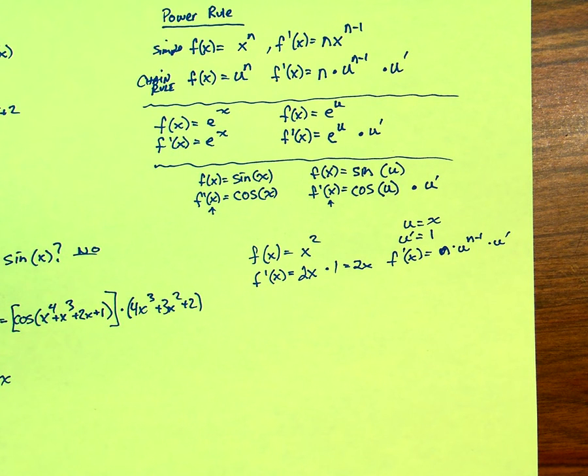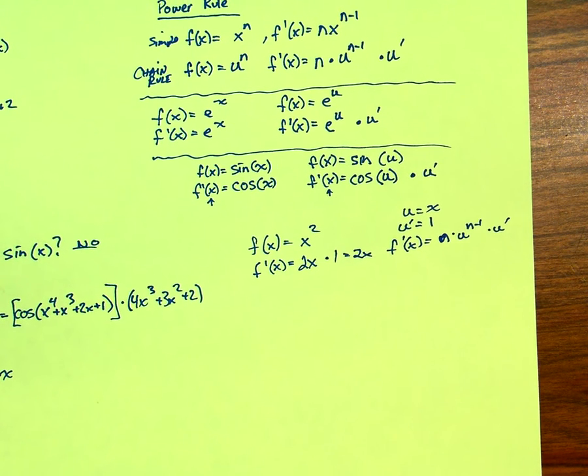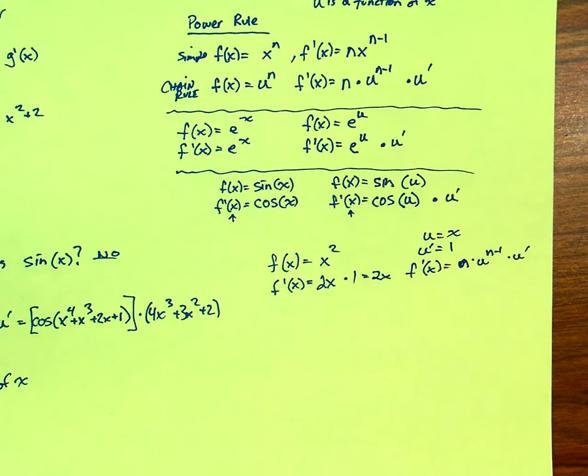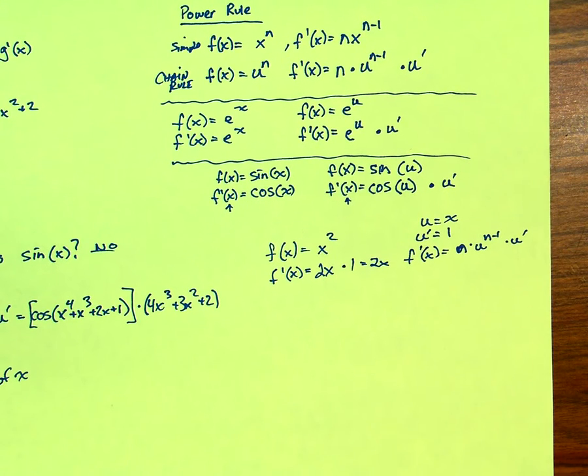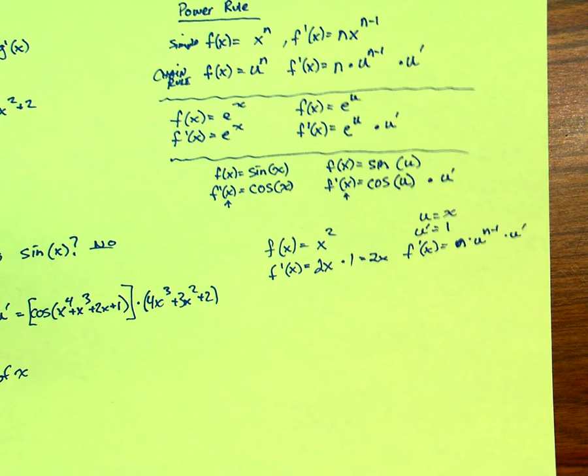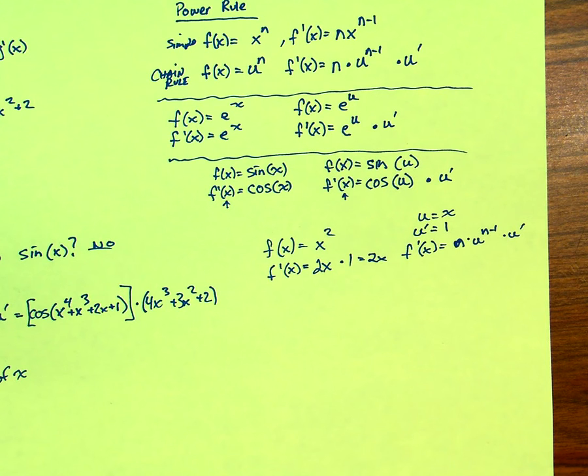Any questions? How do we know the difference between if it's a u or if it's an x? Would u be like a whole function, or x would just be one number? X would just be x. Everything else we can substitute in a u for it.